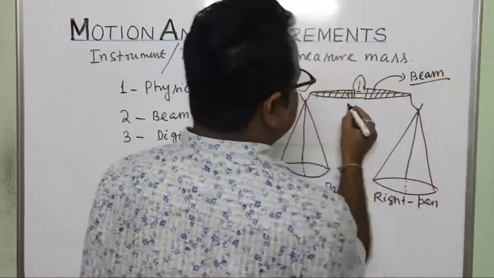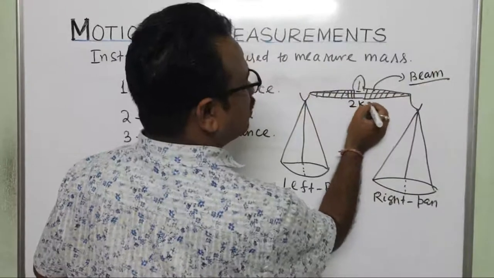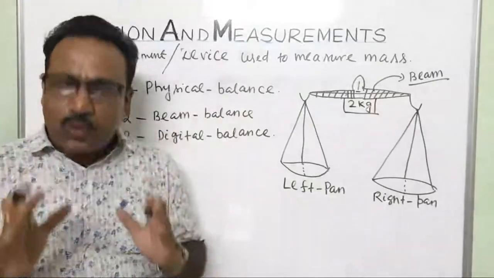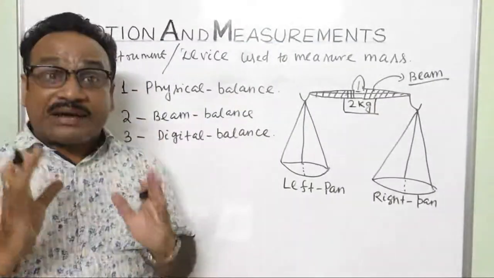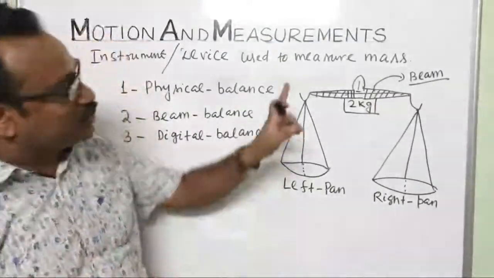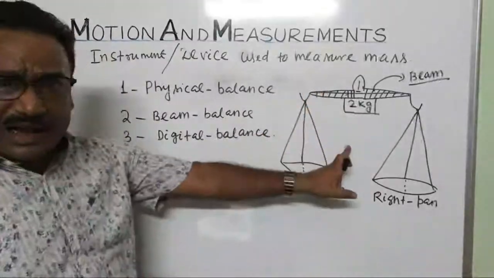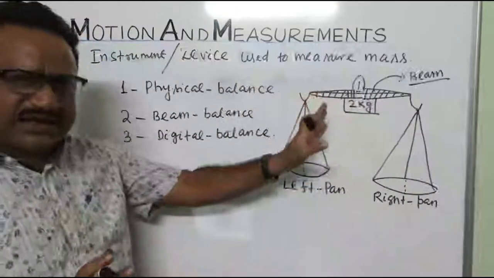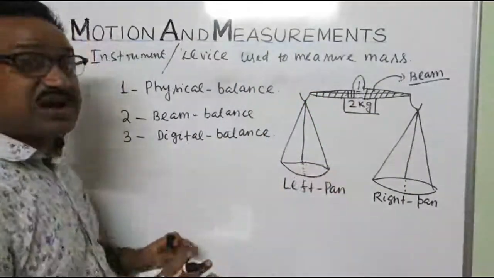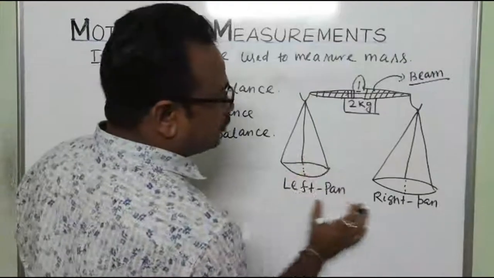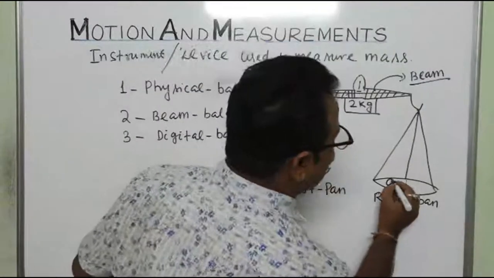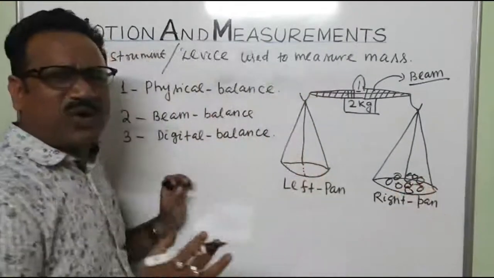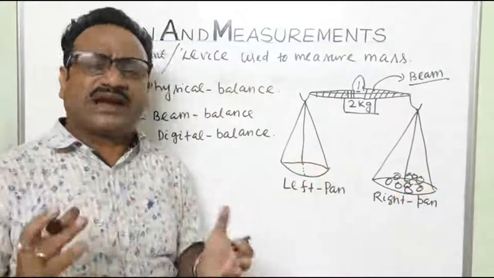It is written up to 2 kg. What is the limit? Up to how many kilograms can we measure safely and accurately using this beam balance? Up to 2 kg or 5 kg or 100 kg, it is written there, for standard measurements. Now, this is the left one, this is the right one. Generally, on the right side we keep the goods, potato, tomato, grocery items, whatever it may be.